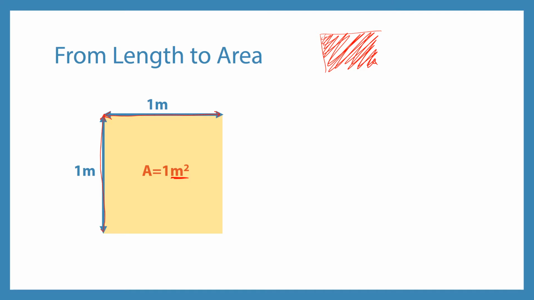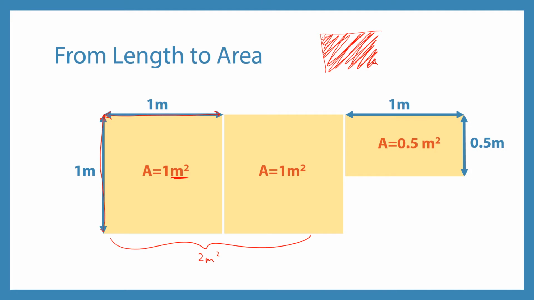And we call it this because it makes a square. We could then stick 2 next to each other, and that would give us here 2 meters squared, or 2 square meters. We could add then half of a square meter. So this here is 1 meter long and only half a meter down. So if we multiplied 1 by 0.5, we'd only get 0.5. So this altogether would equal 2.5 square meters.